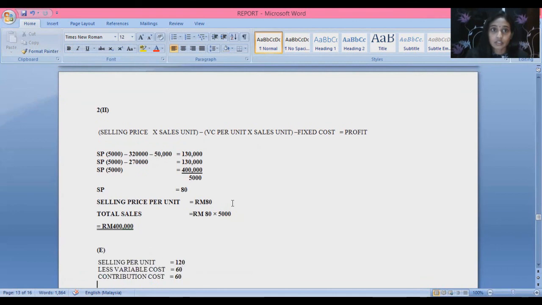The last we got two questions. So the second question is selling price times sales units minus variable cost per unit times sales units minus fixed cost. So selling price will be same. So the sales unit will be different. And selling price per unit is 80 we get, and total sales is 80 times 5,000, so equals 400,000.